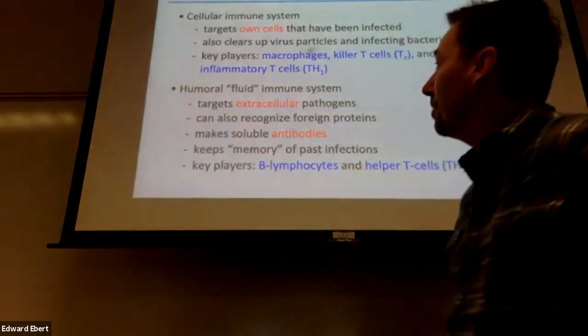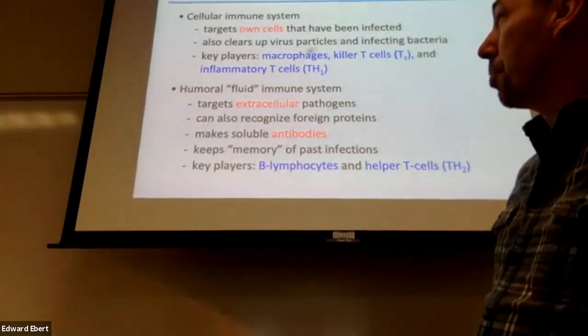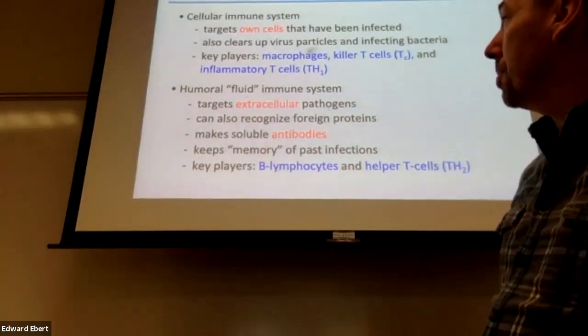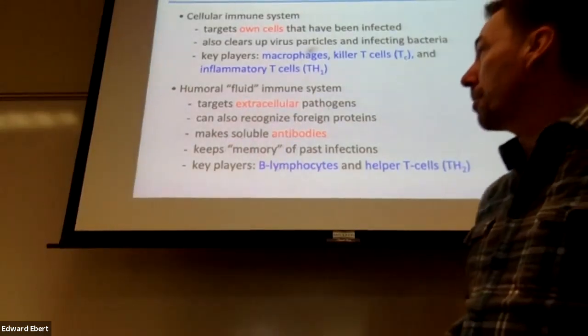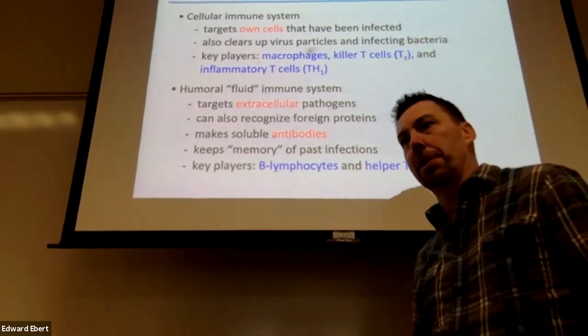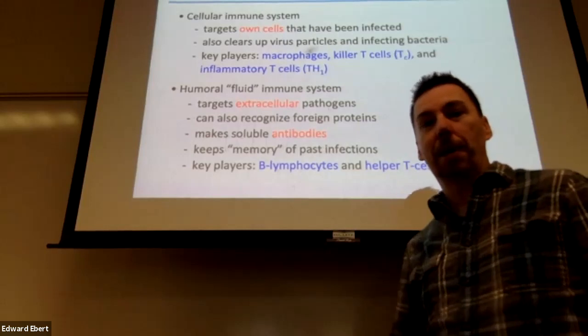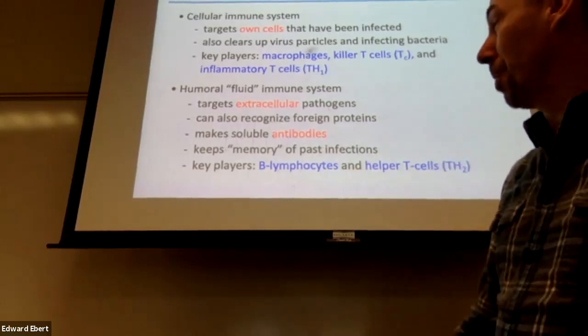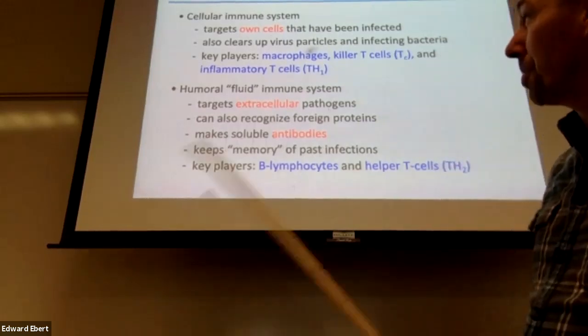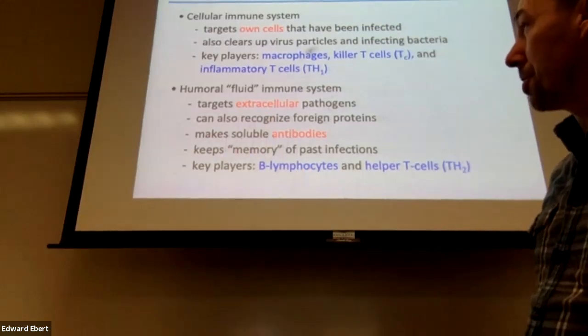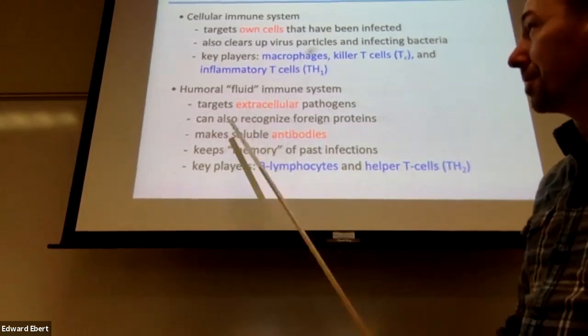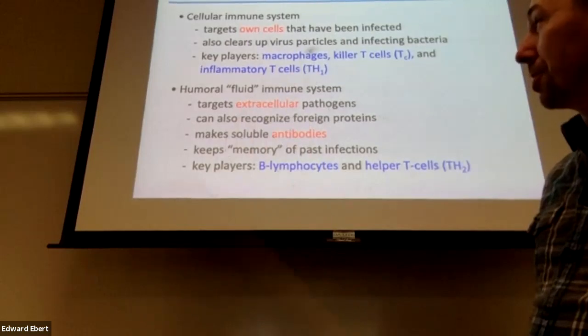We also have the humoral or fluid immune system. This is going to look at extracellular pathogens. These will be things like, say, in the extracellular matrix, if you have bad stuff there, possibly damage, possibly foreign proteins, but we make a lot of soluble antibodies. The other thing is, this is kind of neat because our fluid immune system keeps a memory of past infections.